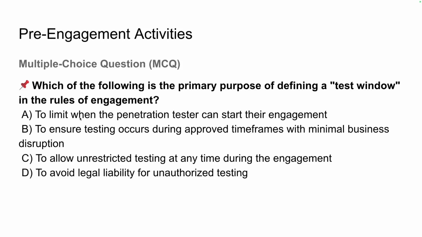So we have one answer here. To limit when the pen tester can start their engagement. That's true. To ensure testing occurs during approved timeframes with minimal business disruption. That's true. To allow unrestricted testing at any time. That's not true. To avoid legal liability for not. That's also not true. So I'm gonna say it's B. I think the closest one would be B.